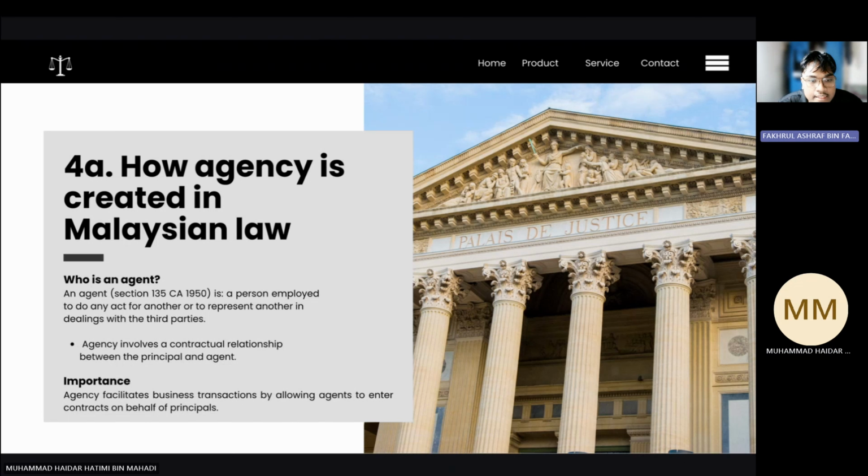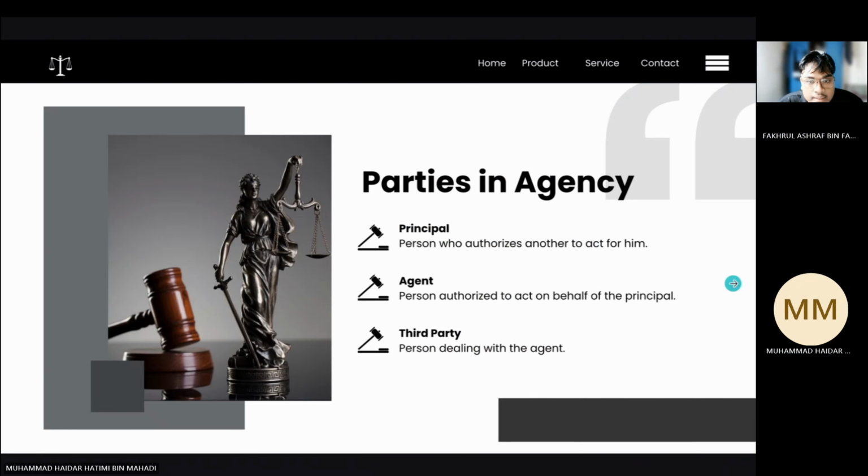An agent under Section 135 Contract Act 1950 is a person employed to do any act for another or to represent another in dealing with the third parties. Agency involves a contractual relationship between the principal and agent. The importance is that agency facilitates business transactions by allowing agents to enter contracts on behalf of principals. These are the parties involved in agency.